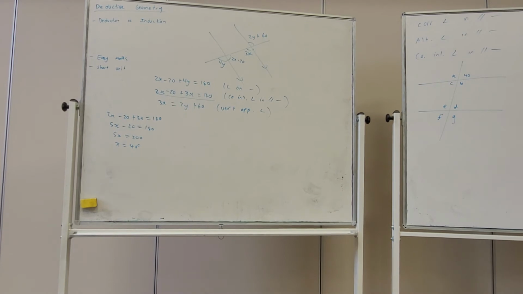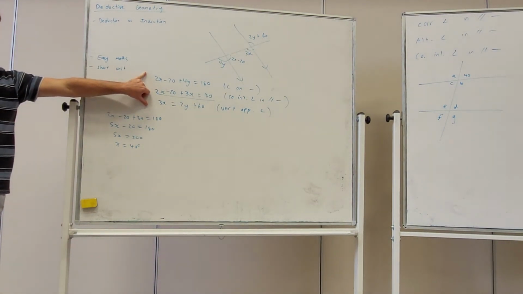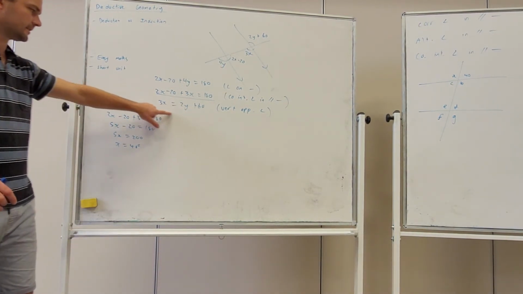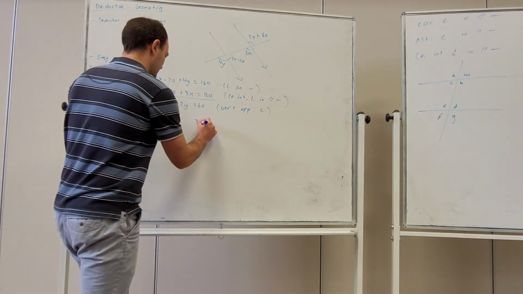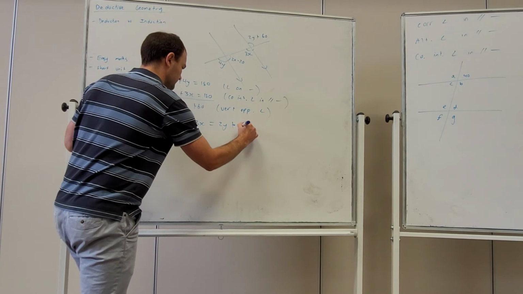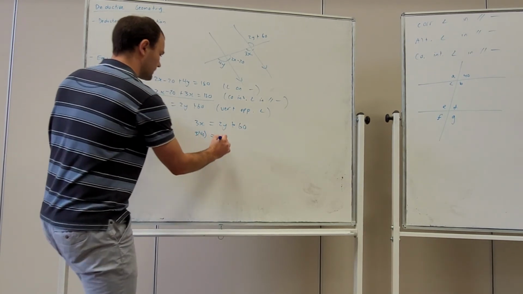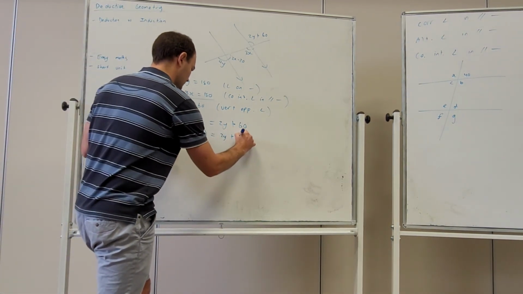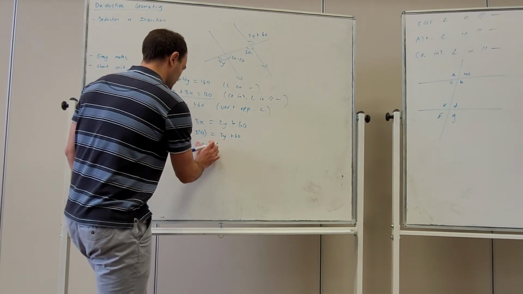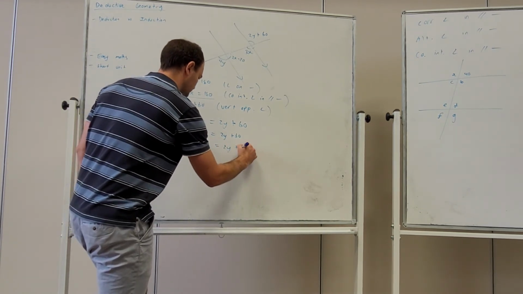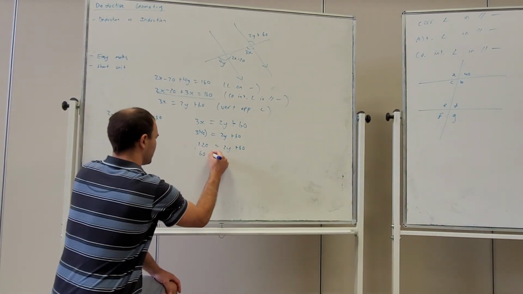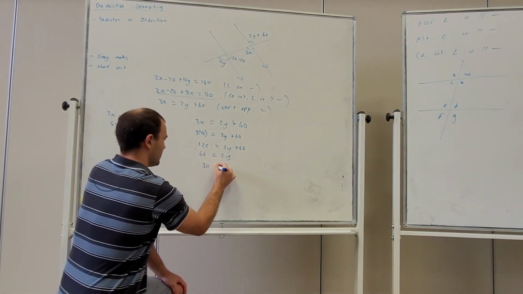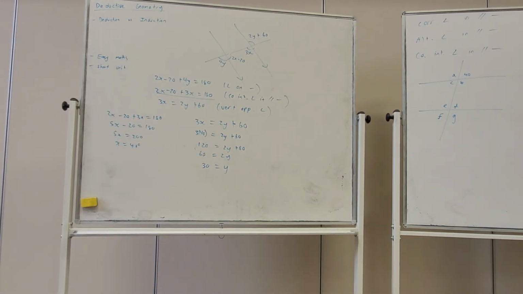Okay? And then we can use that in either of these other equations to solve for y. It doesn't matter which one you do. I'm going to do this one because it looks like there's less involved. So then I'm going to have 3x equals 2y plus 60. So that means 3 times 40, because x is equal to 40. 3 times 40 is equal to 2y plus 60. So here we've got 120 is 2y plus 60. We'll subtract 60 from both sides. We're going to have 60 equals 2y. Divide both sides by 2. We've got y is 30. So we've got x is 40, y is 30.